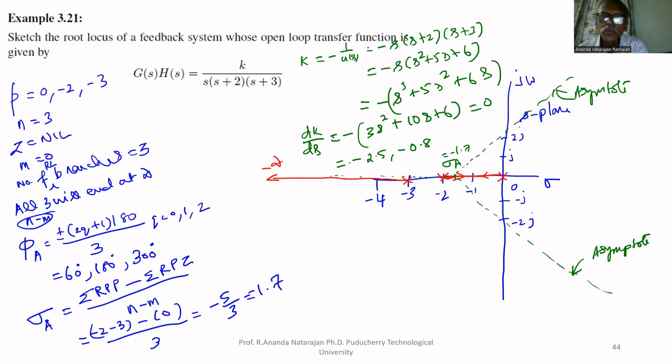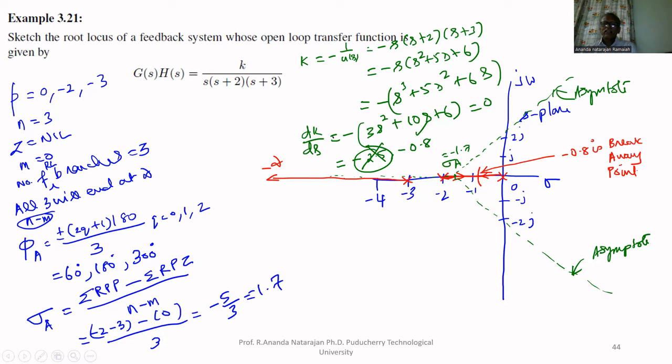So, two roots we are getting, minus 2.5 and minus 0.8. But minus 2.5 is not on the root locus because between minus 2 and minus 3, there is no root locus. That's why this is not on the root locus. But this is on the root locus. Therefore, minus 0.8 is the breakaway point. This is the breakaway point. It comes out like this. This is the point minus 0.8, the breakaway point.